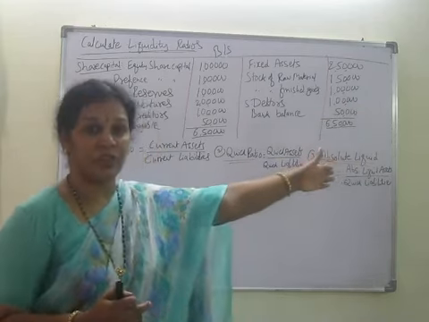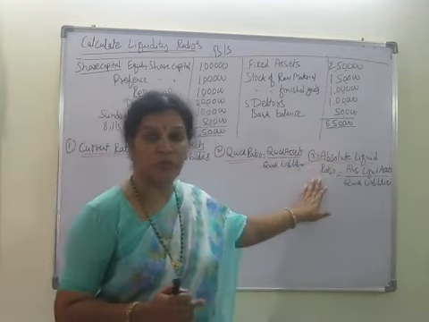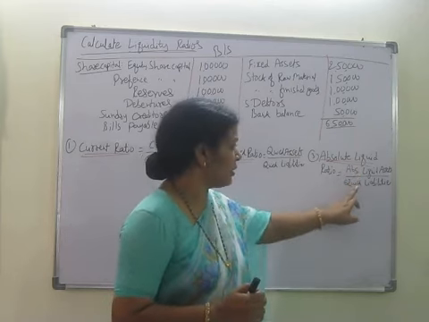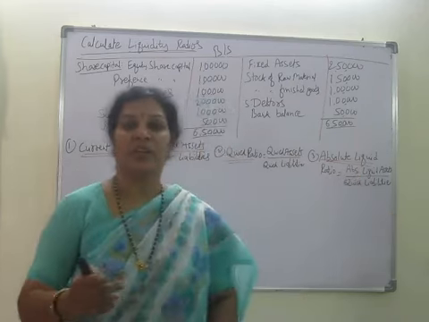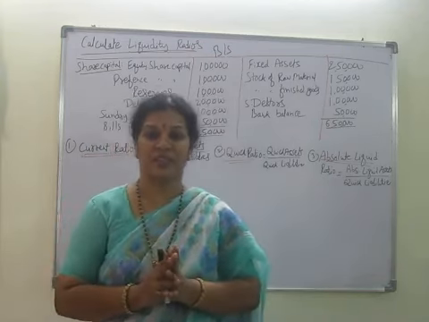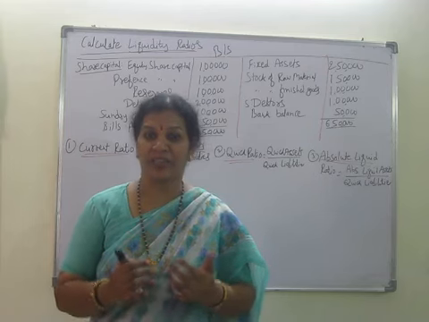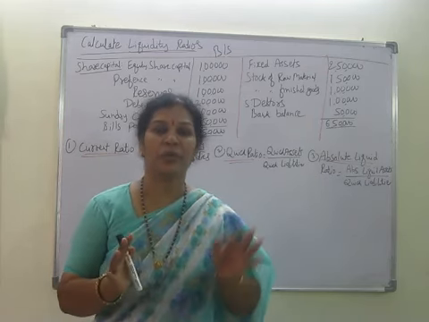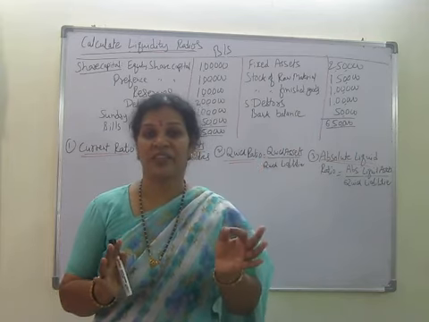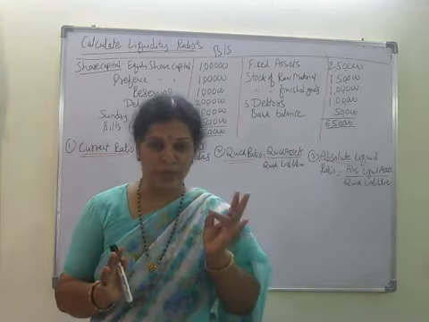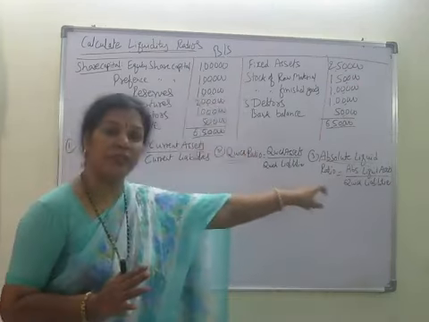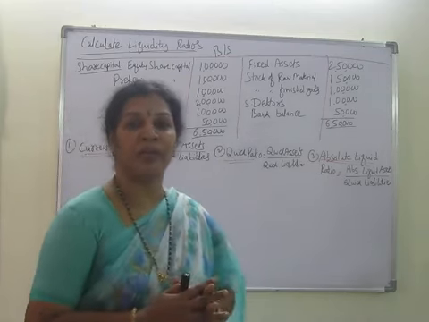Now the absolute liquid ratio. The absolute liquid ratio formula is absolute liquid assets by quick liabilities. Absolute liquid ratio means we take only the cash in hand and cash at bank, that's it. Not even the debtors and stock, all these things we don't include. Liquid assets means cash in hand and cash at bank only. And quick liabilities, whatever we found here, the same one we are going to take. So this is the recap of the last class.